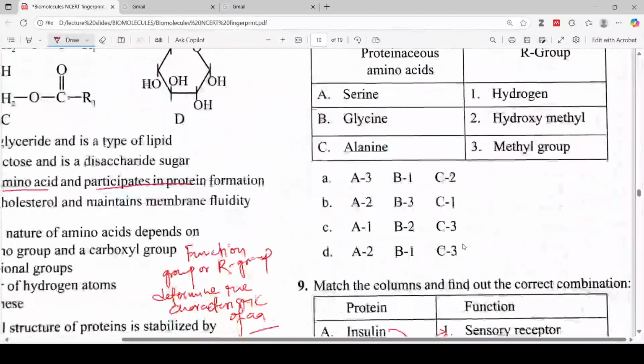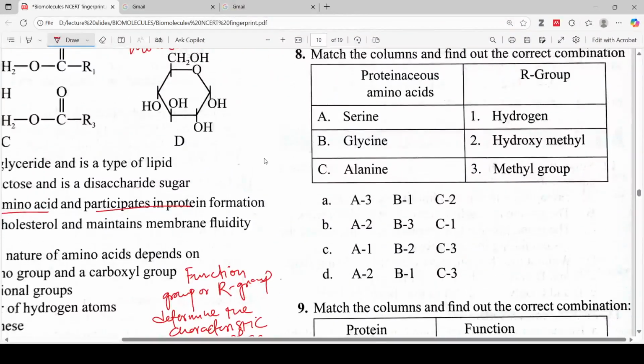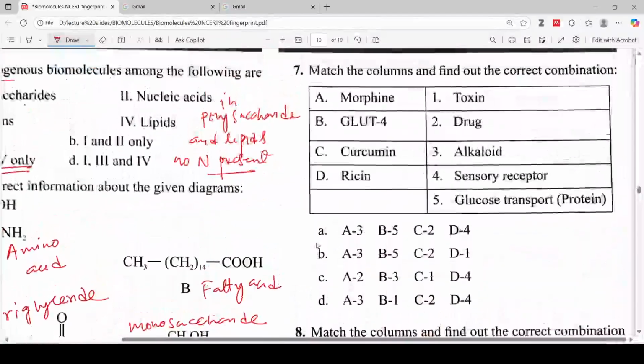Again matching. Serine matches with hydroxymethyl, glycine with hydrogen, and alanine with methyl. So the correct answer is A2, B1 and C3. So D will be the correct answer for this question. Let's move to the next matching.